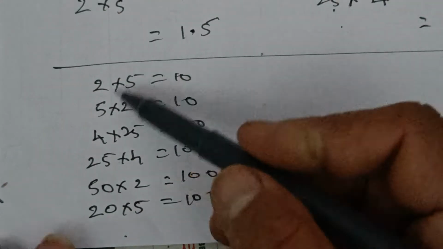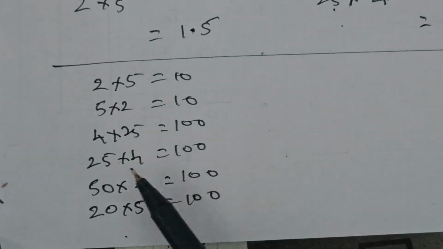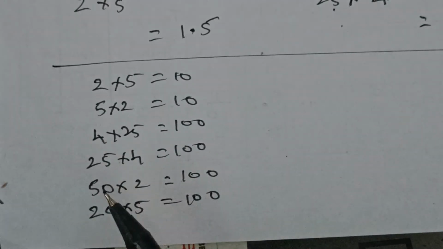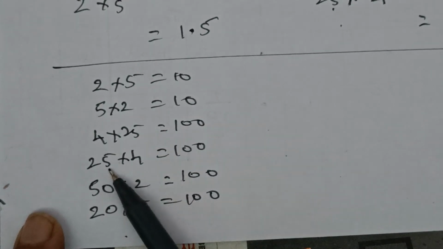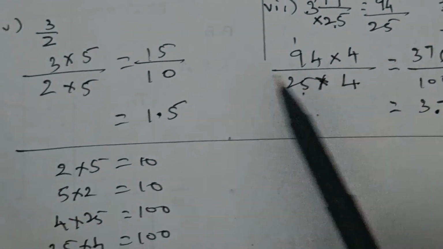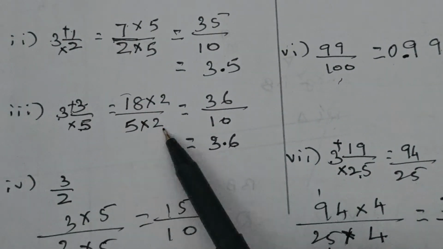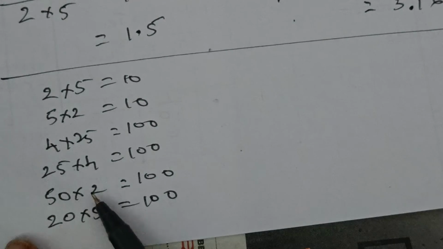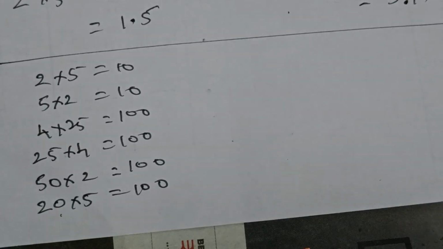It's a small hint, children, to remember: if the denominator is 2, multiply by 5. If the denominator is 5, multiply by 2 to get 10. If the denominator is 4, 4 into no number will give us 10, so we have to make it 100. So multiply by 25, you will get 100. If the denominator is 25, then we multiply by 4 as we did here. If the denominator is 50, into 2 will give us 100. If the denominator is 20, into 5 will give us 100. Just write it and go through it once so that we can do these conversions very easily.